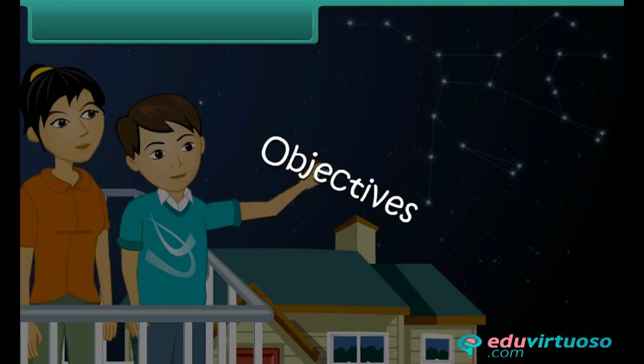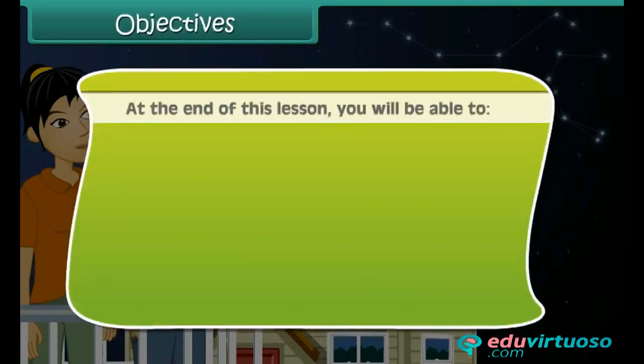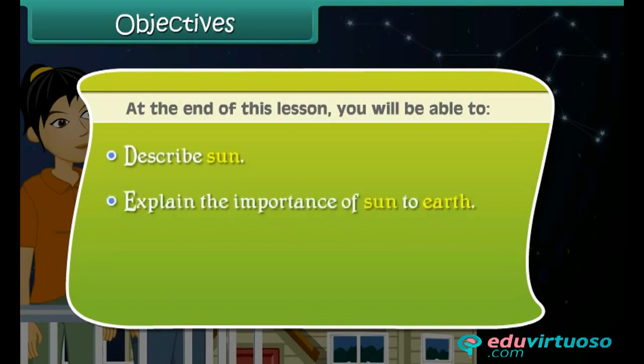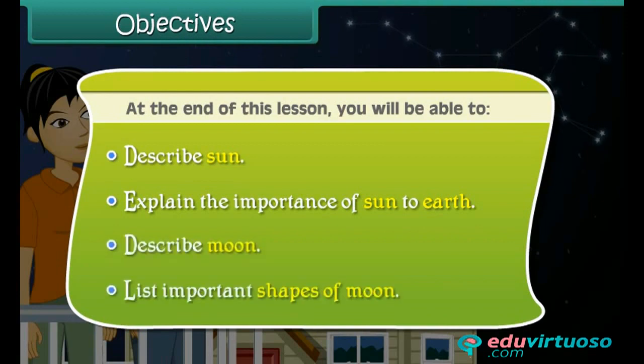Objectives. At the end of this lesson, you'll be able to describe the sun, explain the importance of the sun to earth, describe the moon, and list important shapes of the moon.